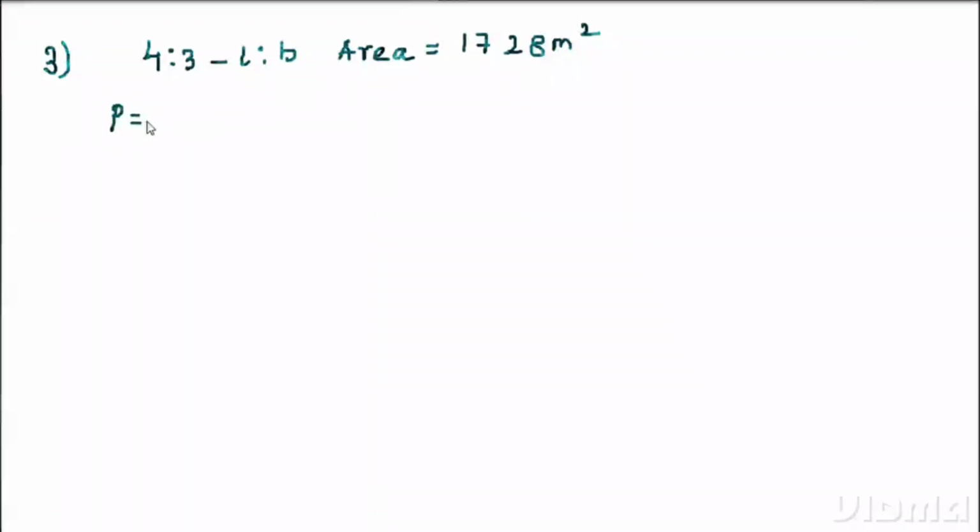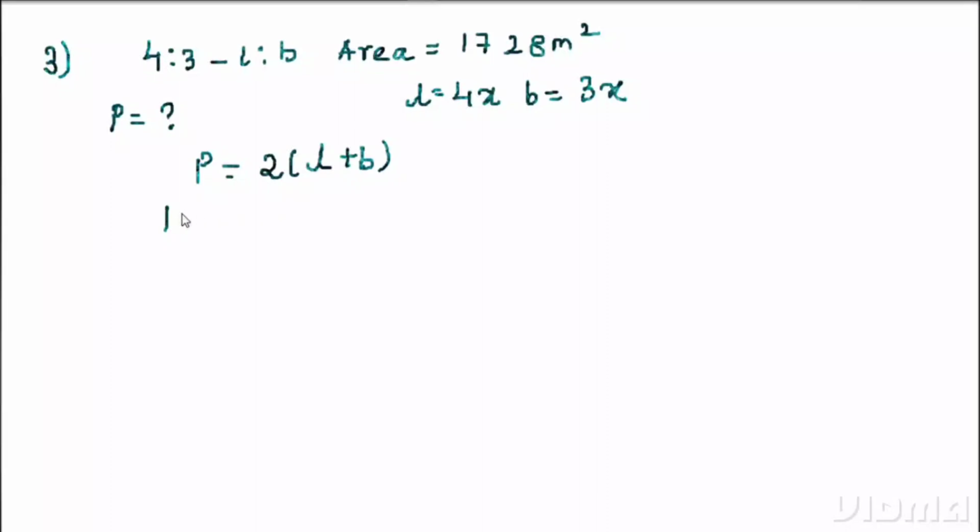If the ratio is given, can I write that length is 4x and breadth is 3x? Because I don't know the sides. Now I have to find the perimeter. Perimeter I know is 2 times L plus B. But the area is given to me first, so first let's write area. Area is equal to length multiplied by breadth.